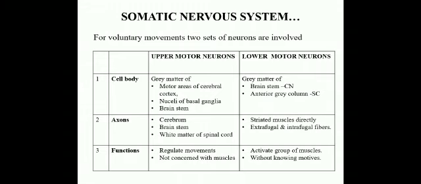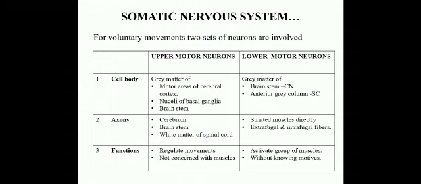So, for voluntary movements, two sets of neurons are involved, the upper motor neurons and lower motor neurons. The difference between them is as follows. The cell body of the upper motor neurons is seen in the grey matter of motor areas of cerebral cortex, the nuclei of basal ganglia and the brainstem, whereas the lower motor neuron cell bodies are present in the grey matter of brainstem and the anterior grey column of the spinal cord.